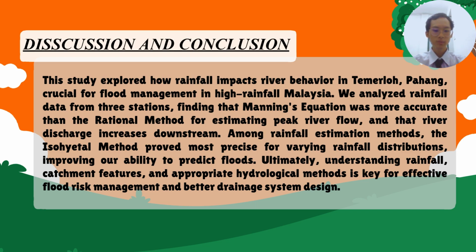Among rainfall estimation methods, the isohyetal method proved the most precise for verifying rainfall distributions, which improves our ability to predict floods. In conclusion, understanding rainfall, catchment area, catchment features, and appropriate hydrological methods is key for effective flood risk management and better drainage system design.